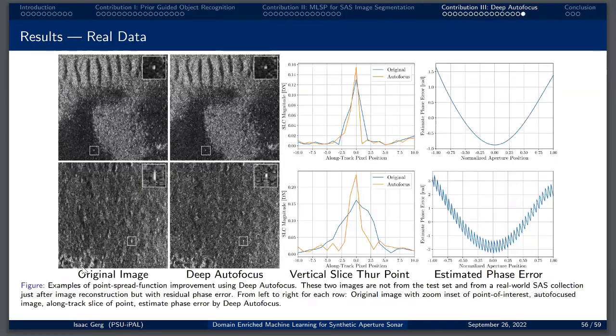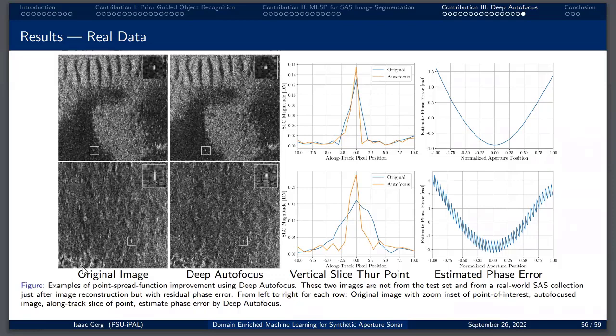And then we also looked at real data. This is not involved in the training, validation, or test. This is just data that has gone through a standard beamformer. It has some residual phase error in it. We thought, let's just run it on that and see what we get. I show 2 images. I pick out point scatterers in 2 of these images, and I show the zooms here. These are the original images. These are the images through deep autofocus.